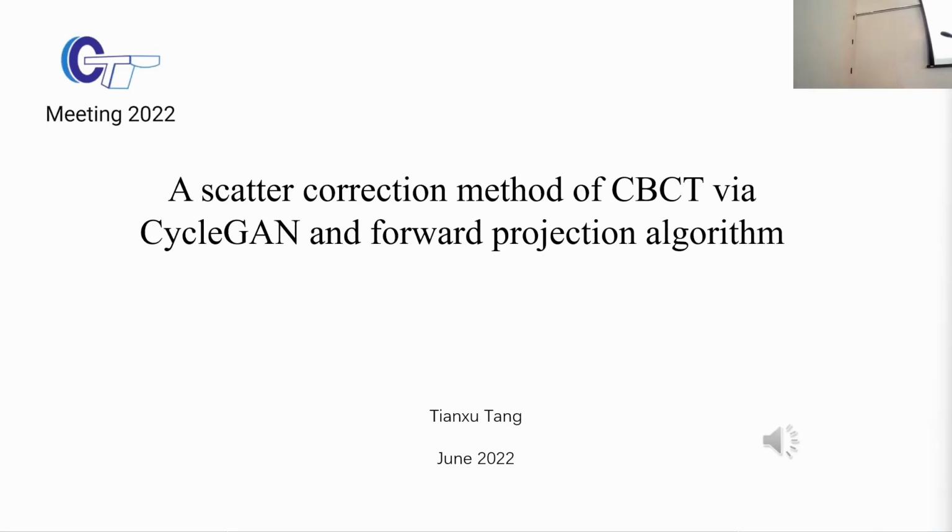Hello, everyone. Our poster showed a novel scatter correction method for CBCT. This method combined the advantages of a cycleGAN network and forward projection technology. The results show that this method can effectively reduce the influence of scatter for CBCT. For details, please watch our poster. Thank you.